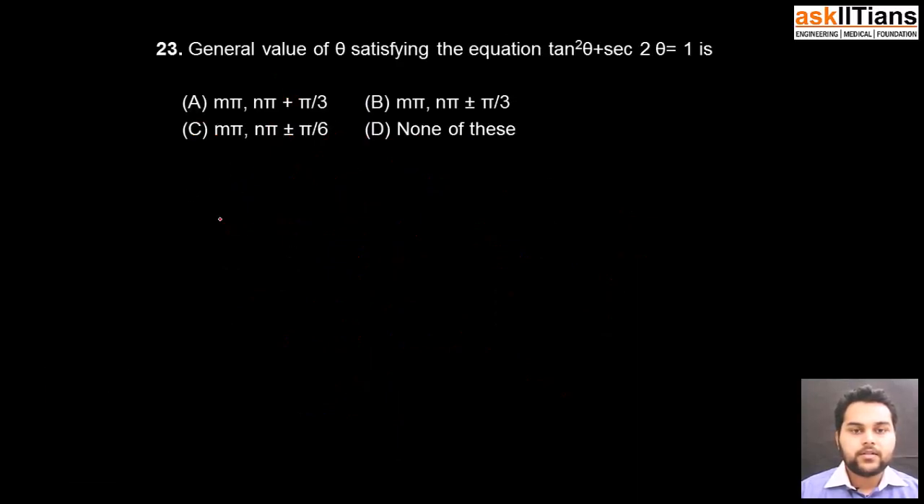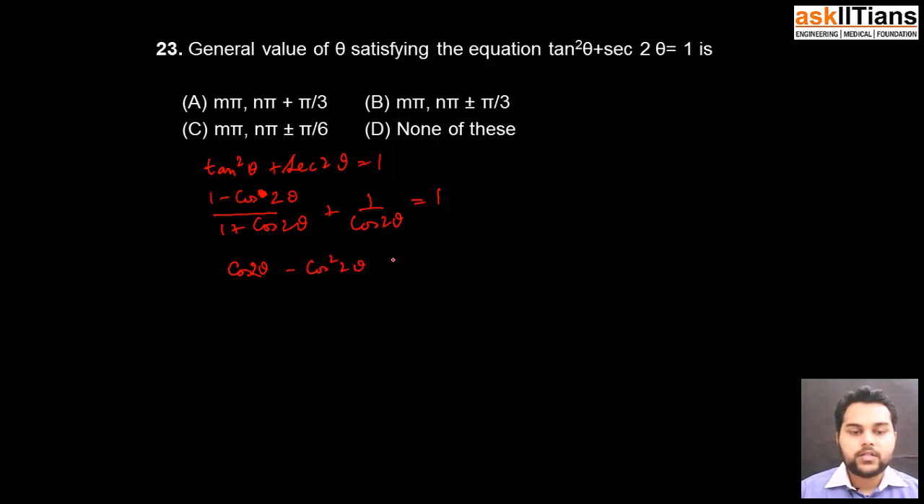The general value of theta satisfying the equation tan square theta plus sec 2 theta is equal to 1 is... I have to find the general solution. I can write tan square theta in terms of cos 2 theta, that will be 1 minus cos 2 theta upon 1 plus cos 2 theta, plus sec 2 theta can be written as 1 by cos 2 theta is equal to 1. Solving it further, we will get cos 2 theta minus cos square of 2 theta plus 1 plus cos 2 theta is equal to cos square 2 theta plus cos 2 theta. Cos 2 theta would cancel out and I would get 2 cos square 2 theta minus cos 2 theta minus 1 is equal to 0.